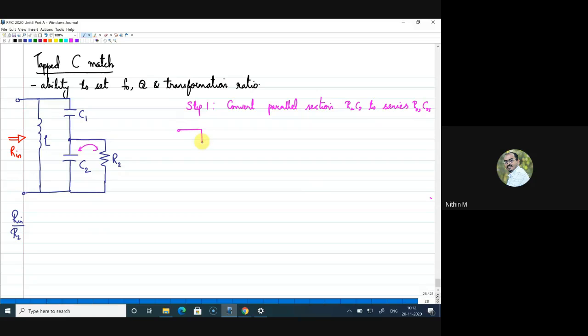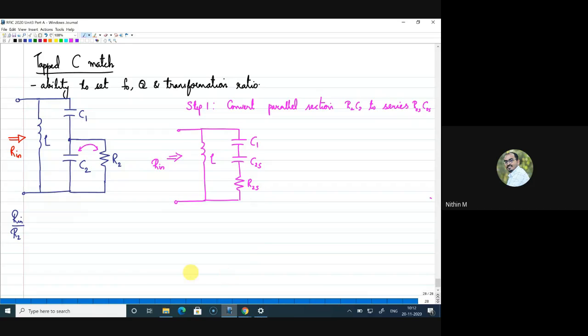If I do this transformation, the equivalent circuit will be something like this. We'll have an inductance, then a capacitance here whose value is C1, then another capacitor here whose value is C2S, and a resistance here whose value will be R2S. This is L. This is the resultant equivalent circuit after step 1.